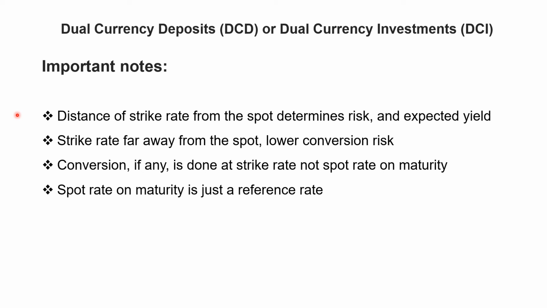Note that the distance of the strike rate from the spot determines the risk and the expected yield. If the difference is large, that is, the strike rate is far away from the spot, obviously the risk of conversion is lower than if the strike rate is close to the spot. To recap, if on the investment maturity date, the investment currency strengthens so much against the alternate currency that it breaches the strike, the principal and the interest amount will be paid in the alternate currency, the conversion being done at the strike rate. Note that the conversion, if any, is done at the strike rate, not at the spot rate on maturity. The spot rate on maturity is just a reference date.